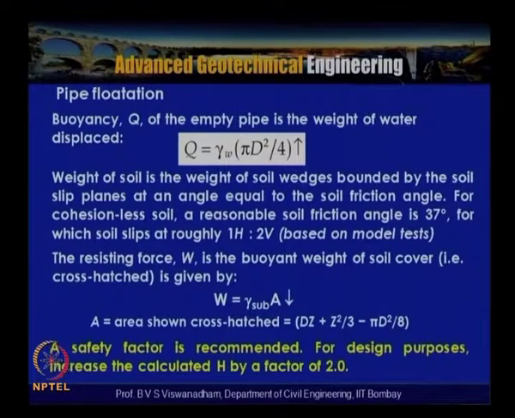We multiply that with gamma submerged, the submerged unit weight. Let us say the soil has 20 kilonewton per meter cube, minus 10, so it is about 10 kilonewton per meter cube for the submerged soil, into the area. A safety factor is recommended, generally a factor of safety of 2. So, for design purposes, increase the calculated H by a factor of 2. Suppose you have 1 meter, then we have to provide about 2 meters with a factor of safety of 2.